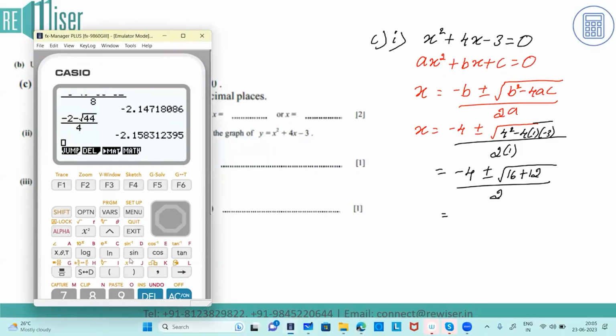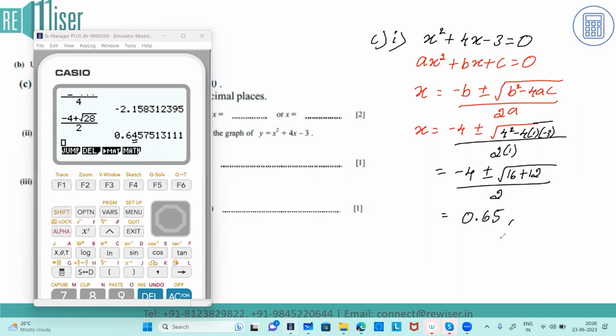So on the calculator, we will have minus 4 plus square root of 16 plus 12, which is just 28, divided by 2. And in decimals, we will get 0.645. For 2 decimal places, I have to round up this 4, because the next digit is 5. So that has to be one possible solution, which is 0.65.